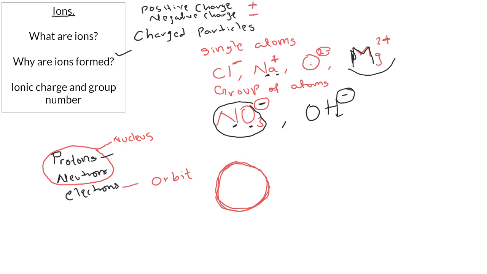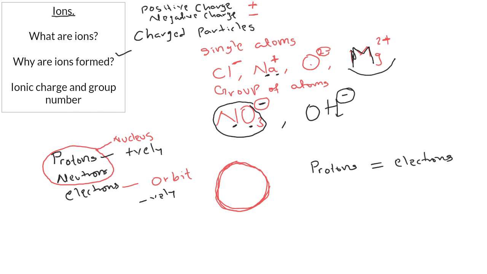Now, keep in mind, the proton is positively charged. Neutron has no charge. And the electron is negatively charged. Electron is negatively charged. Proton is positively charged. Now, whenever you hear that an atom is neutral, it means that the number of protons is equal to the number of electrons.